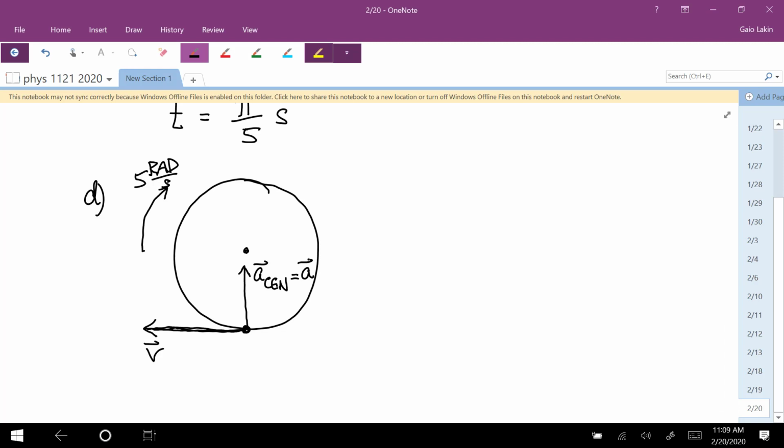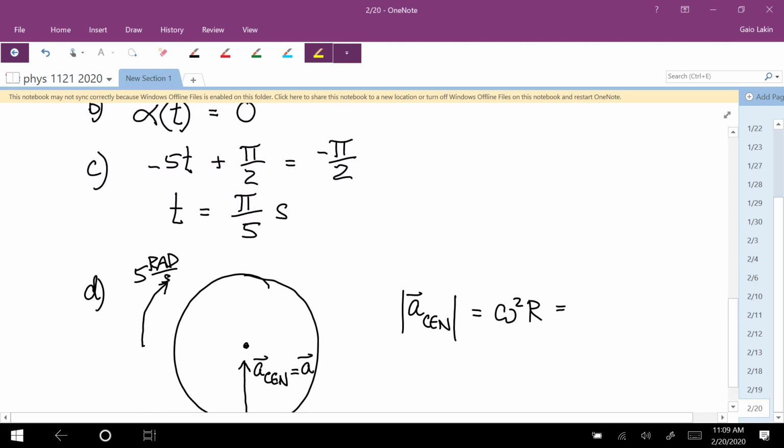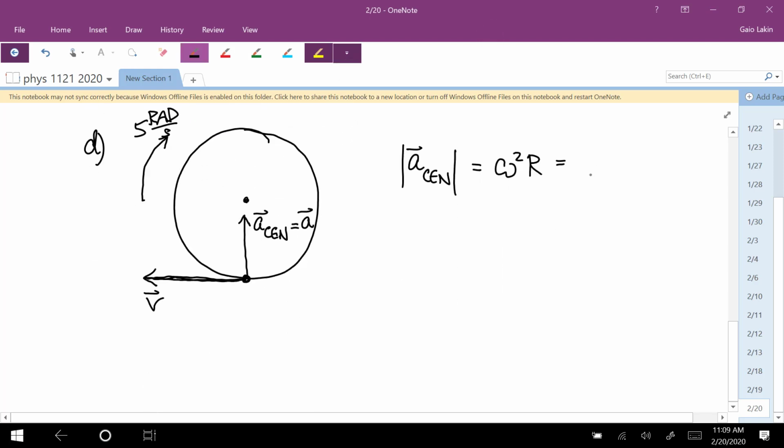And now we could calculate these things. Might as well, since we're here. It doesn't say to do that, but the magnitude of the centripetal acceleration is omega squared times the radius of the circle. So that's negative 5 squared times 5 millimeters, which is 0.005. So that's 25.